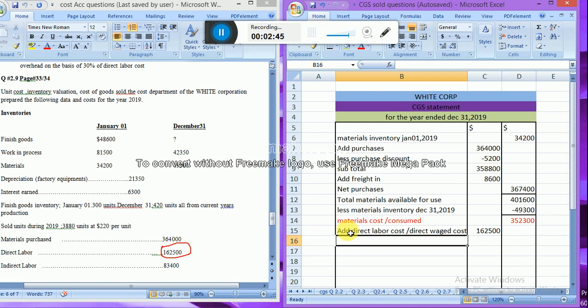the finished goods, that is called factory overhead cost. Factory overhead means all those indirect costs which took place in the factory. Keep in mind, some indirect cost also took place in the administration office, that is called administrative overhead cost, and also some indirect cost took place in the selling and distribution departments, that is called selling and distribution overhead. So administrative overhead and selling and distribution overhead are part of the income statement. We will record these in the income statement, that is not part of the CGS.